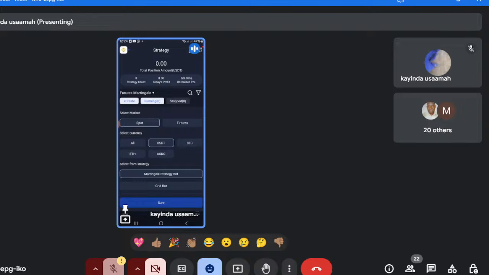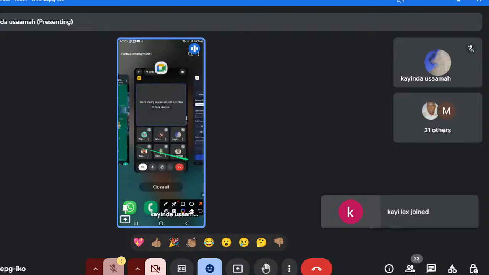So I have coins in Martingale, and all my coins I'm trading in USDT. Remember, on RoyalQ you can trade with USDT, with Bitcoin, with Ethereum, and also with USDC. Are you learning? You can trade with USDT, BTC, ETH, and USDC. All of these are pairs. These are pairs we find on Binance.